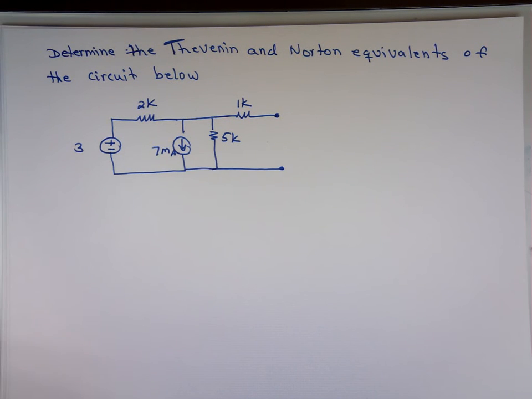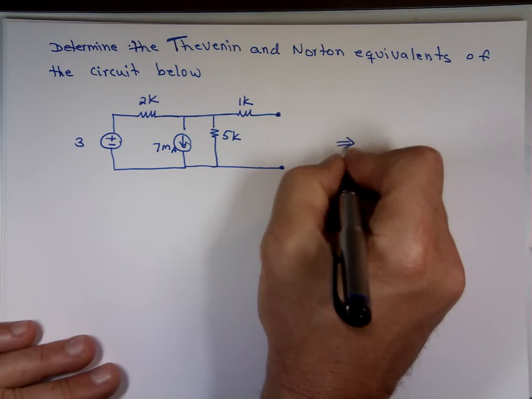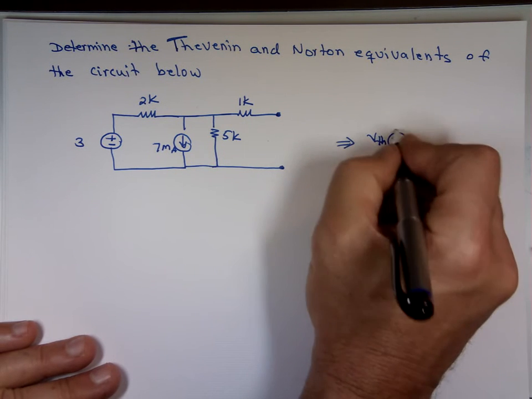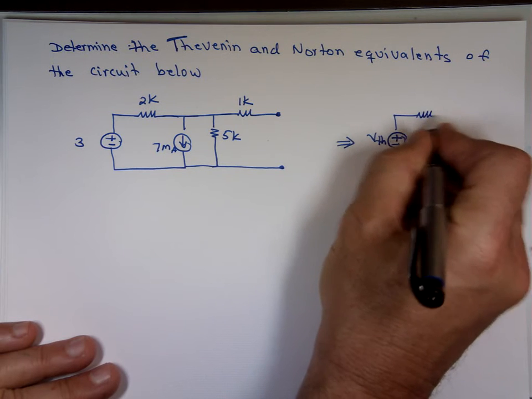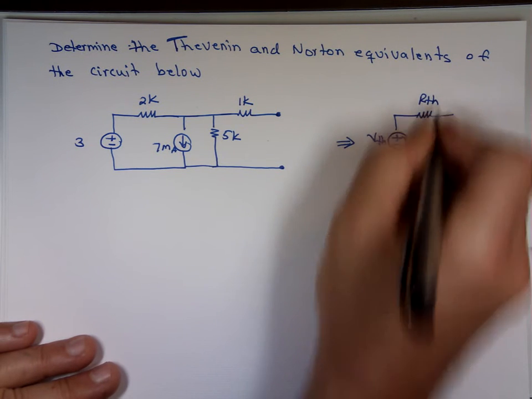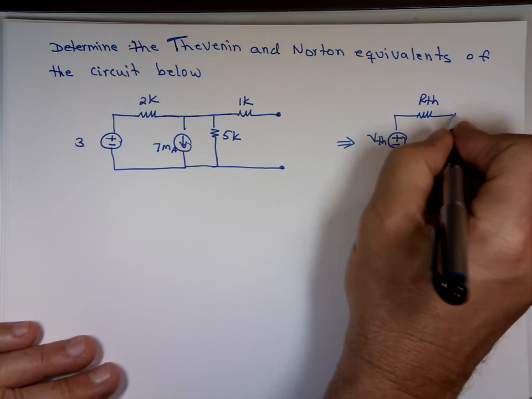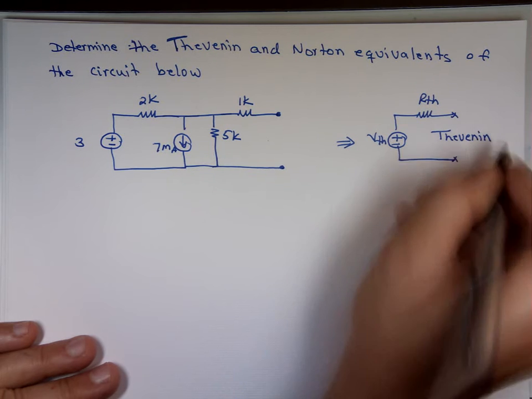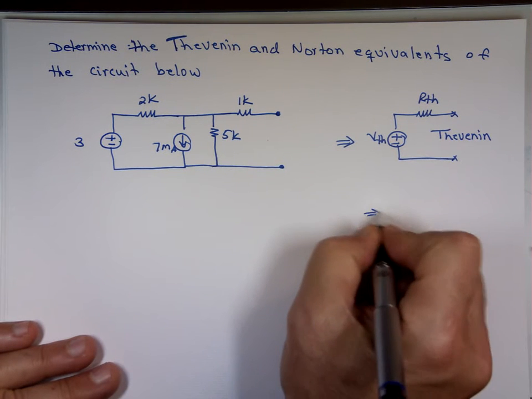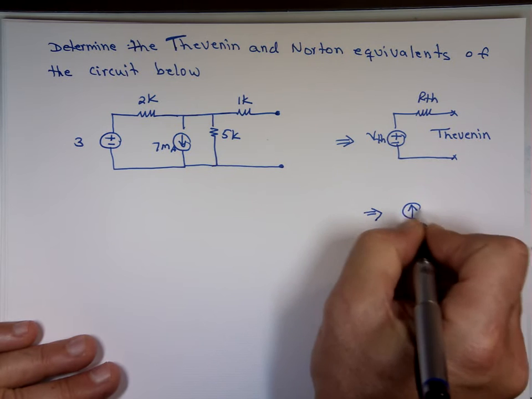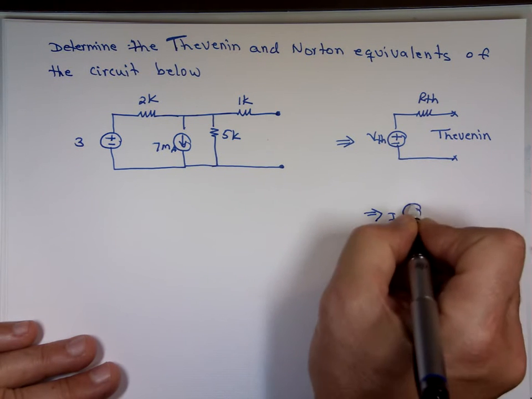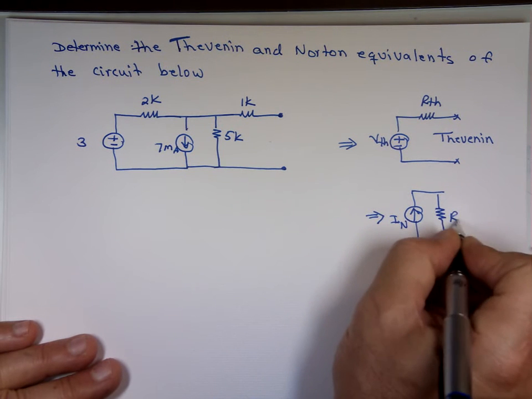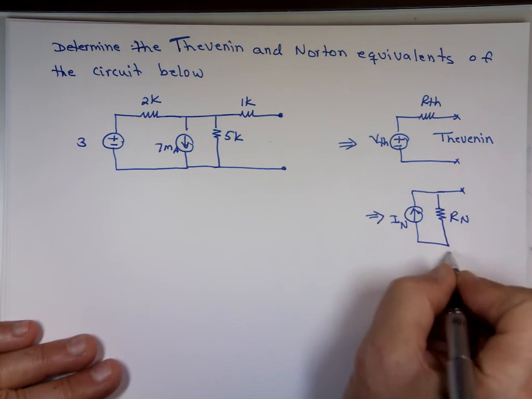So if I want to do the Thevenin first, I need to replace this with a voltage source here, we'll call it V Thevenin, with a resistor here called R Thevenin. This is the Thevenin equivalent. If I want the Norton equivalent, that will be a current source pointing up, we'll call it I Norton, with the resistor in parallel with it called R Norton, and that's the Norton equivalent.